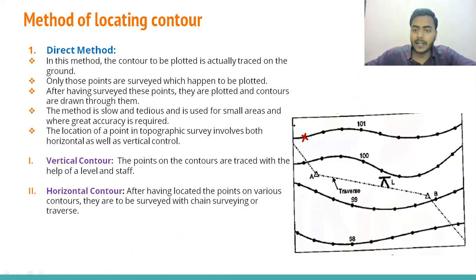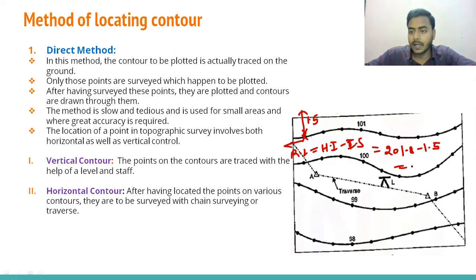Now come to here. Suppose the staff reading at this point is, for example, 1.5. So the RL of this point will be the height of instrument minus the reading, that is IS. Previously we have taken 1.8 minus 1.5, right? So we'll get 0.3 meter. Now we will keep the staff where the reading is 1.5 meter.